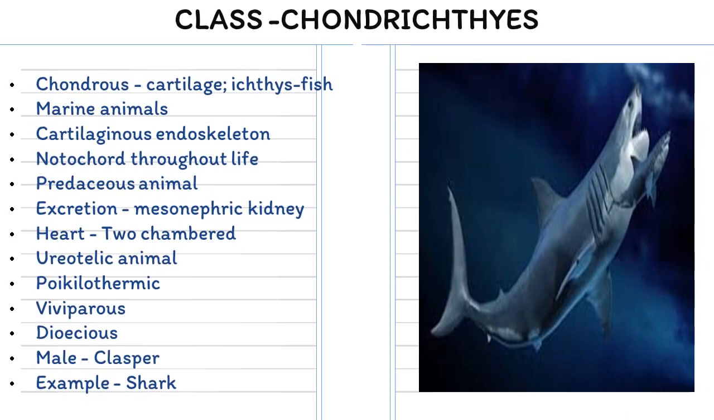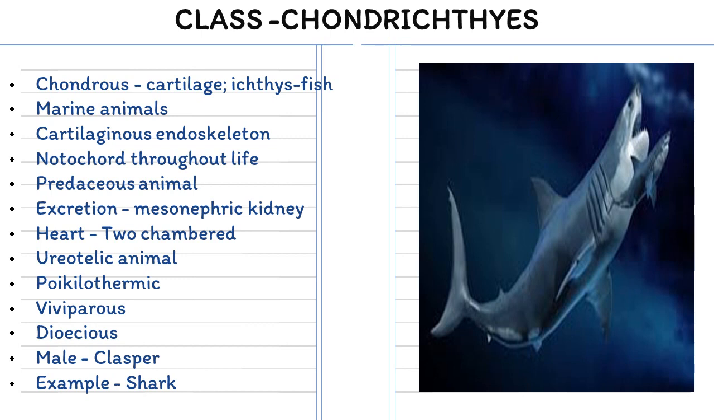Okay, and the next class is Chondrichthyes. So Chondrichthyes, we can say one of the best examples is the shark, right? Let us see the nature of this class. So chondrus means cartilage, ichthys means fish. Of course, we can understand this is cartilaginous fishes. Chondrus means cartilage, ichthys means fish. So these are cartilaginous fishes. So the vertebral column will be in the form of cartilaginous tissue, right? And it used to live in the marine water, right?